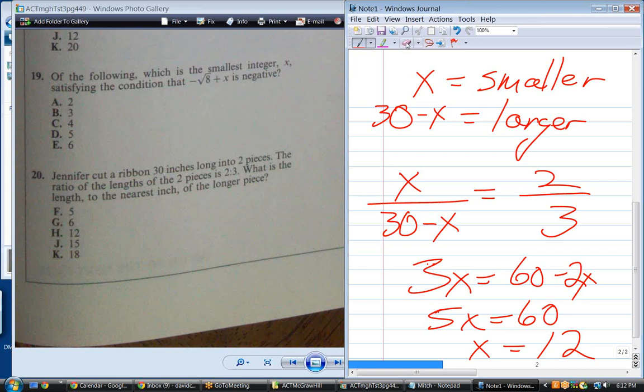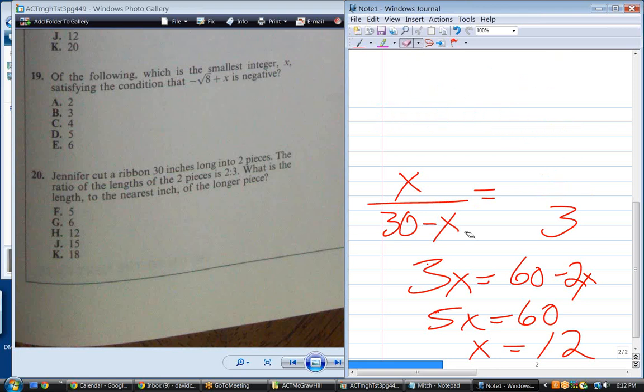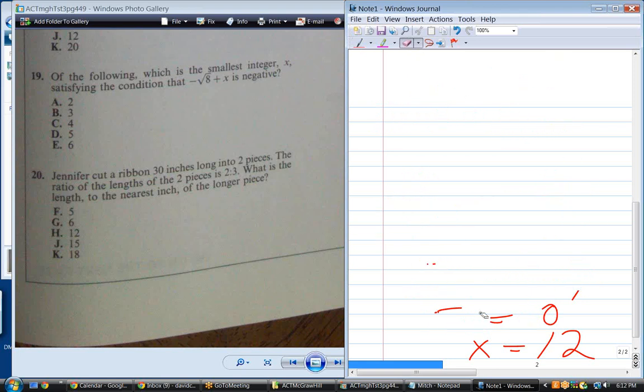Now that was a lot of math to go through. Let's take a different approach. Let's not do it algebraically. That was hard to do it algebraically. You couldn't miss a single step.